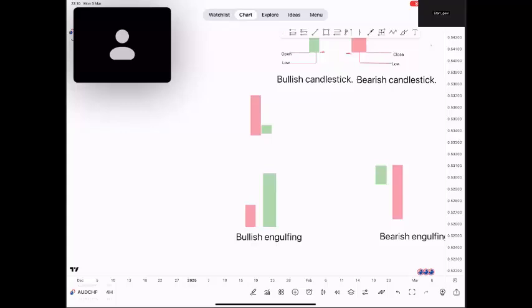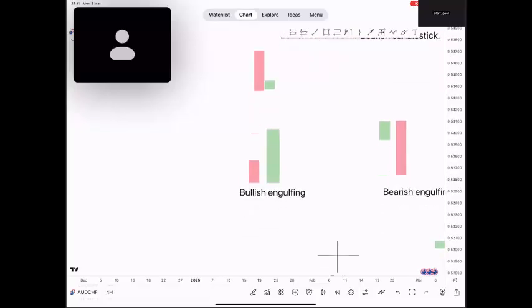We're not putting it all together now as per entries. Just for you to understand what the bullish engulfing candle represents, what the hammer represents, what the pin bar represents, and the rest of them.